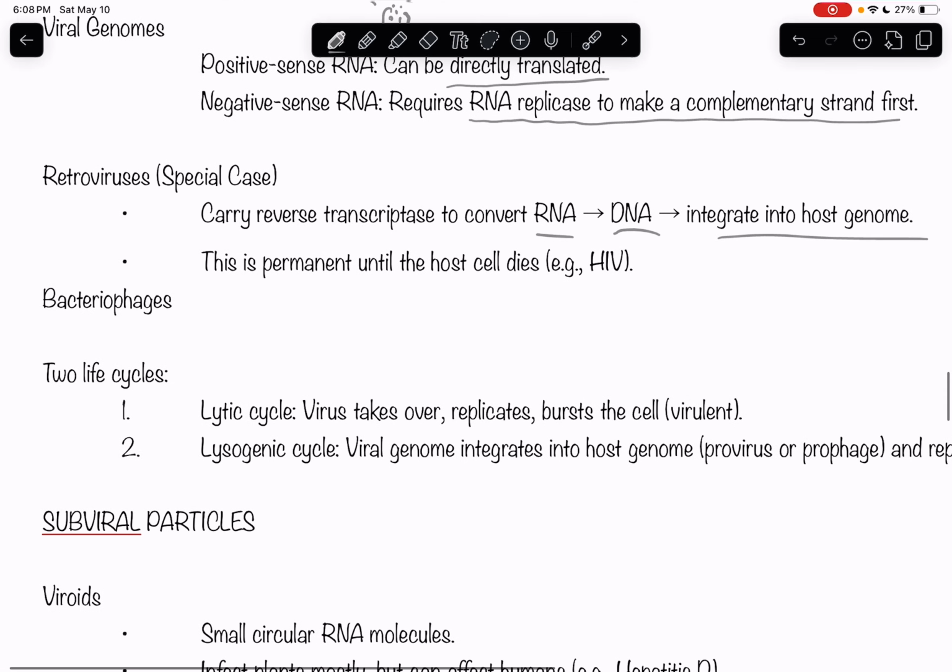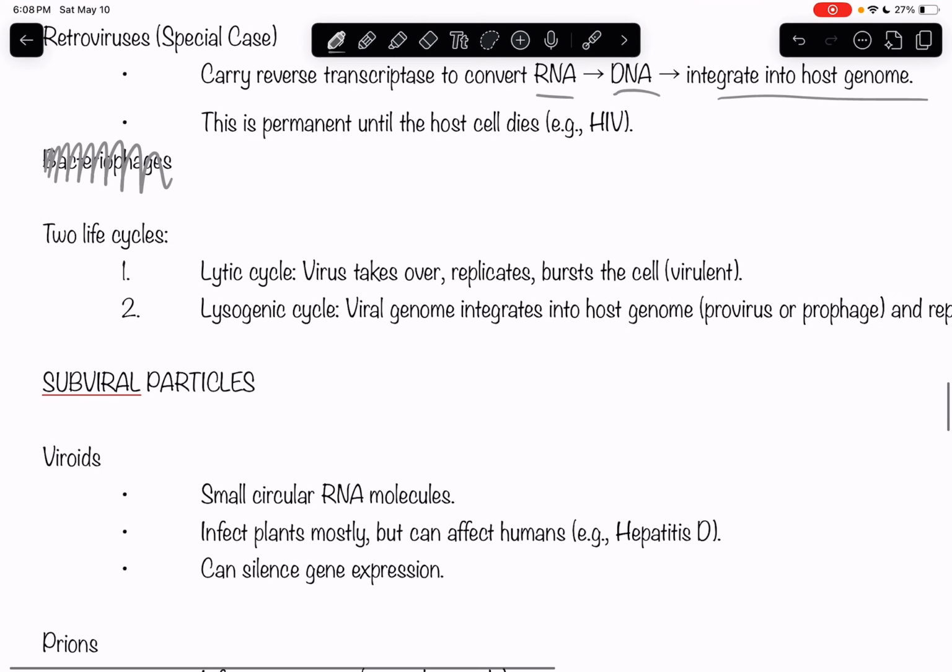Again, the example is HIV. I didn't write anything about bacteriophages. So you have two different cycles. In your lytic cycle, your virus takes over and bursts the cell, and it does it quickly.